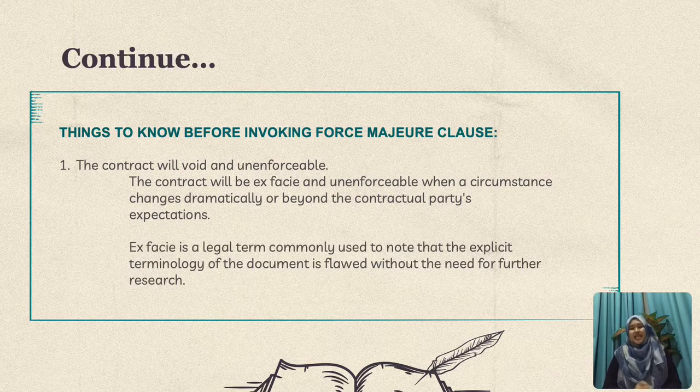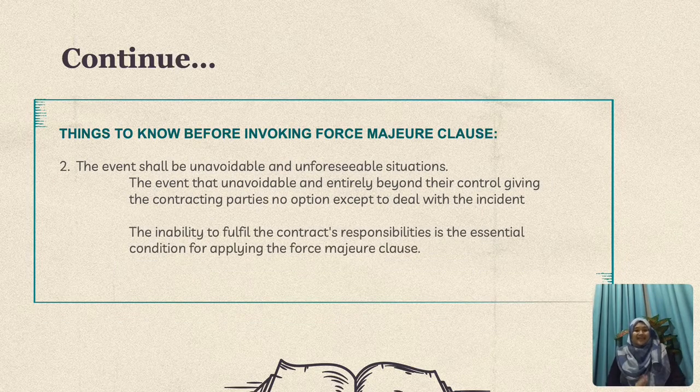Ex facie is a legal term commonly used to note that the explicit terminology of the document is flawed without the need for further research. If the contracting party wishes to continue the agreement, they can do so after the situation has returned to normal. The event shall be unavoidable and unforeseeable situations.